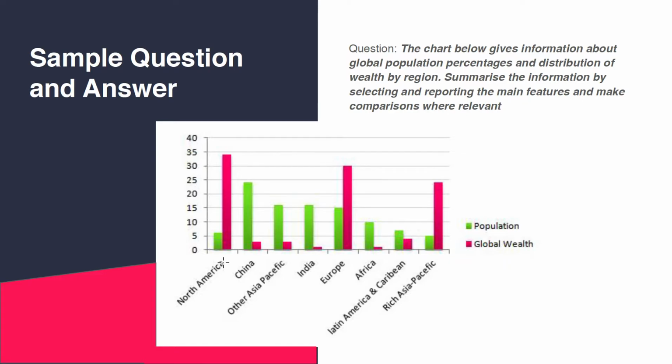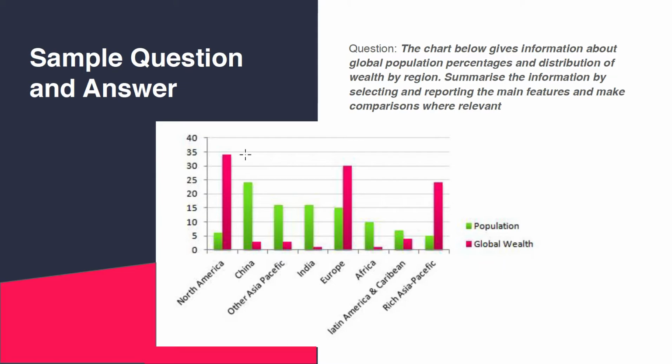If we just take the first one, North America, we've got green, which is population. We see that North America only has 6% of the world's population, but the pink, which is global wealth, has about 34% of the world's wealth. You'll notice that the bars are not exact, they are slightly above the parameter there, so the examiner's wanting to see that you understand that. So using language like approximately or around 6%. If you said around 7%, you wouldn't be marked down for that, as long as you're showing that you know that it's not exactly on a line.